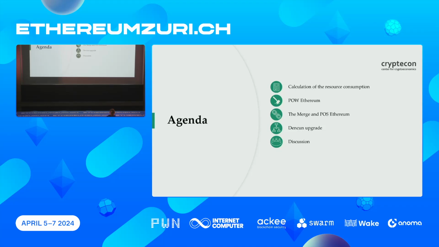Okay, so first of all, we are going to explain to you the method used to evaluate the environmental impact of products and services, and then we are going to tell you more about the sustainability aspects of proof of work Ethereum, proof of stake Ethereum, the merge, and the Dencun upgrade, and then we are going to close our presentation with some summarizing thoughts.